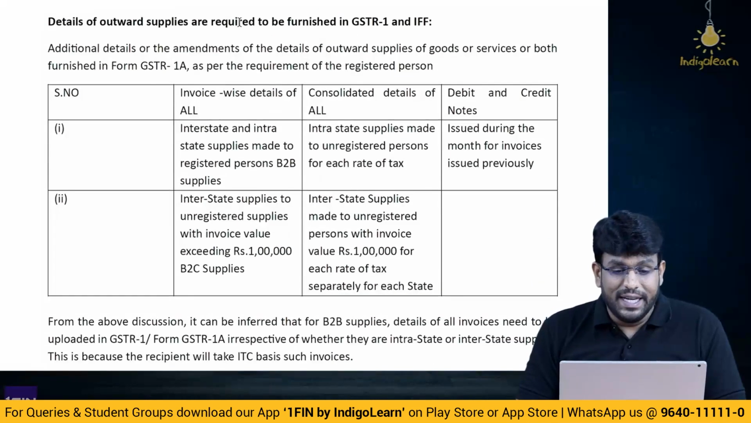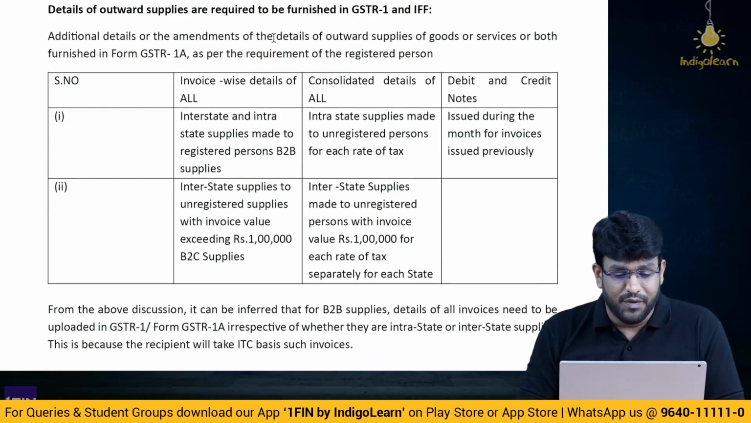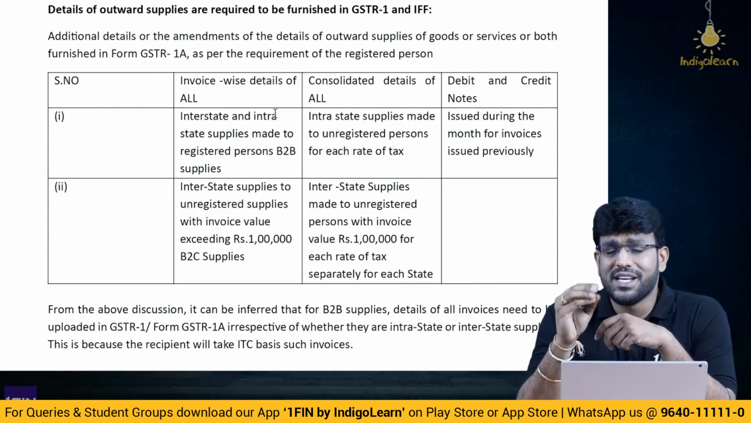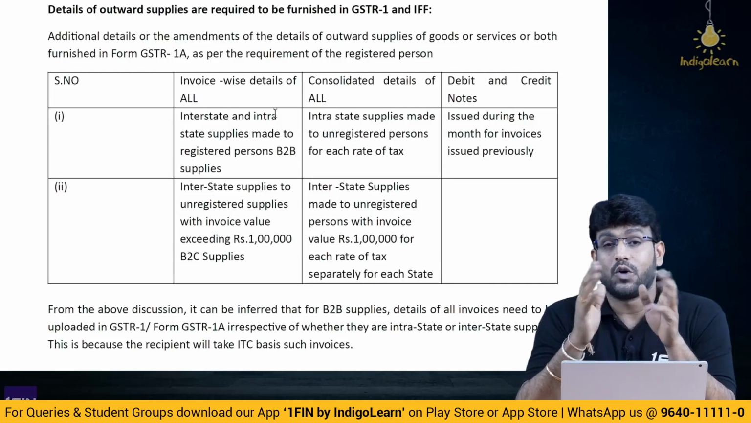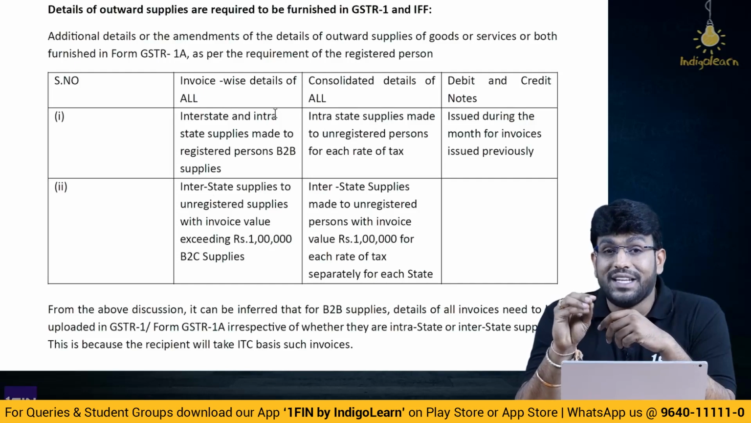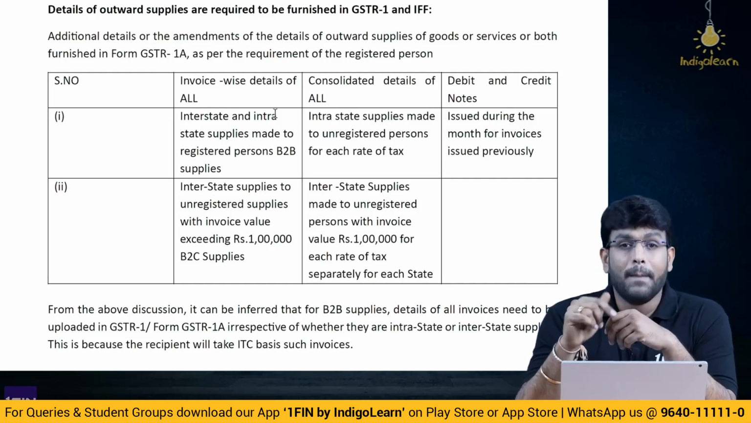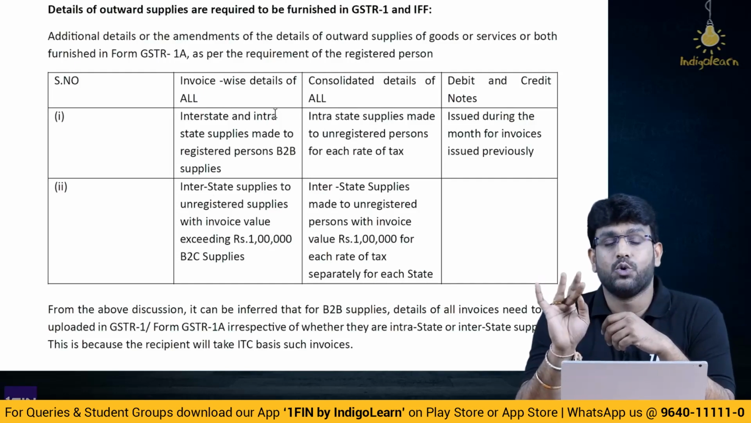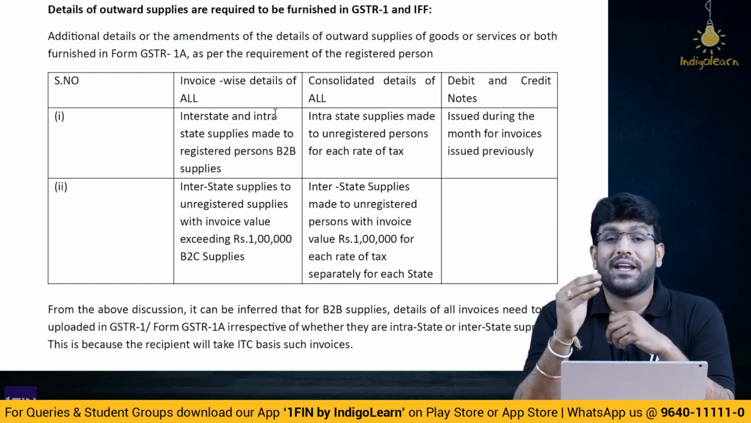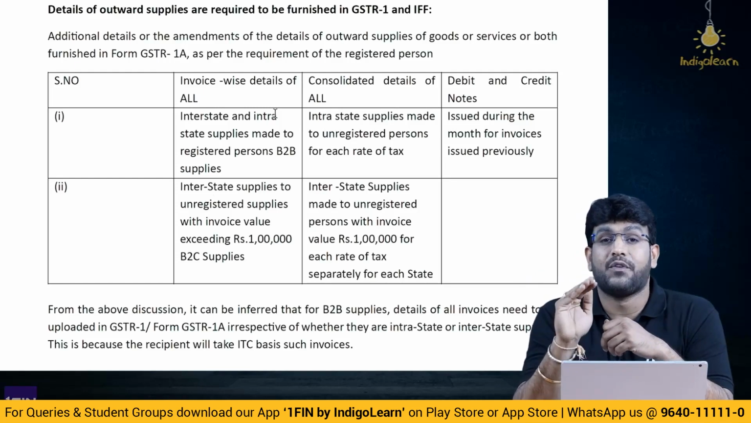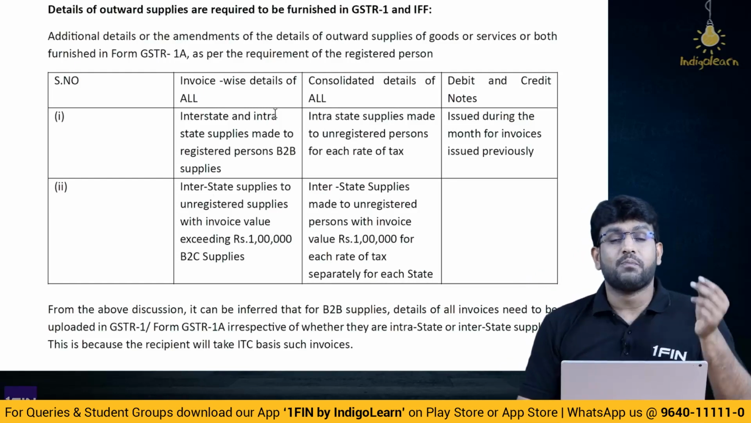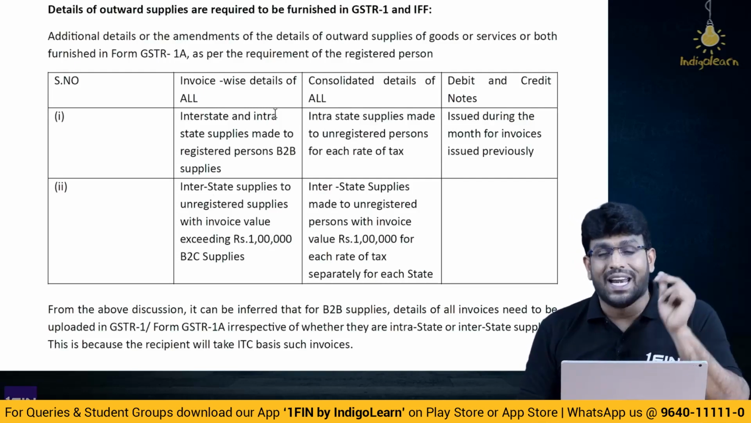Next. Details of outward supplies in GSTR1 and IFF. A simple amendment. Let me clarify in 2 lines. In GSTR1 or IFF, we know the concept very clearly that we are required to give invoice-wise details in 2 cases. Number 1, B2B transactions. Number 2, B2C if it is interstate where the invoice value is more than 2,50,000. This point has now been amended to 1 lakh.